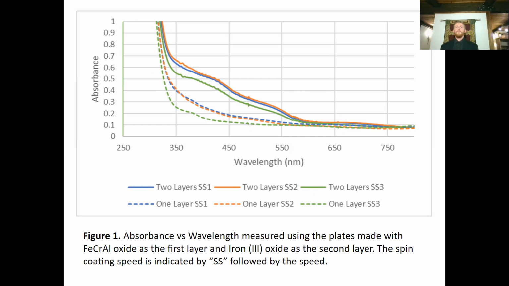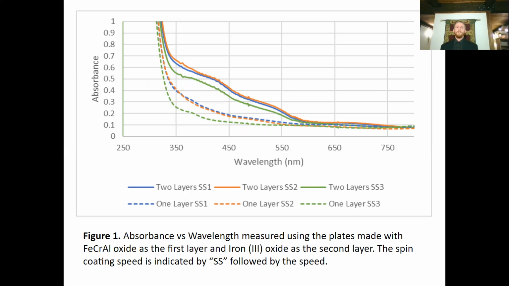Figure 1 represents an overlaid UV-vis spectrum of the plates made with the iron chromium aluminum alloy as the first layer, and the iron oxide film as the second layer. The dashed lines represent the data measured using the plates with only the first film present. The solid lines represent the data measured using the plates with both layers present.